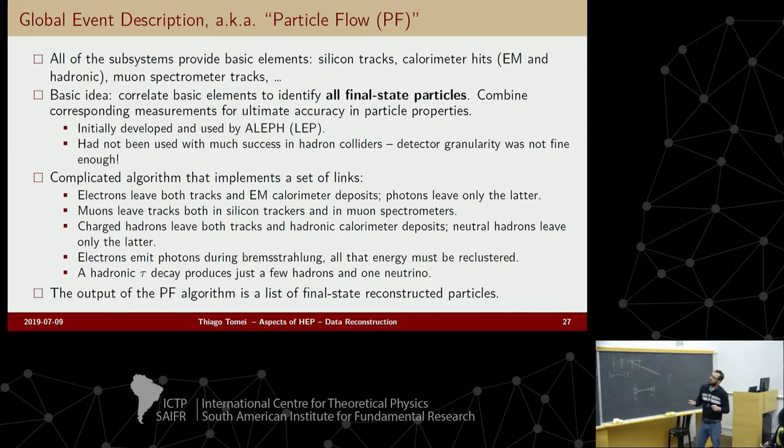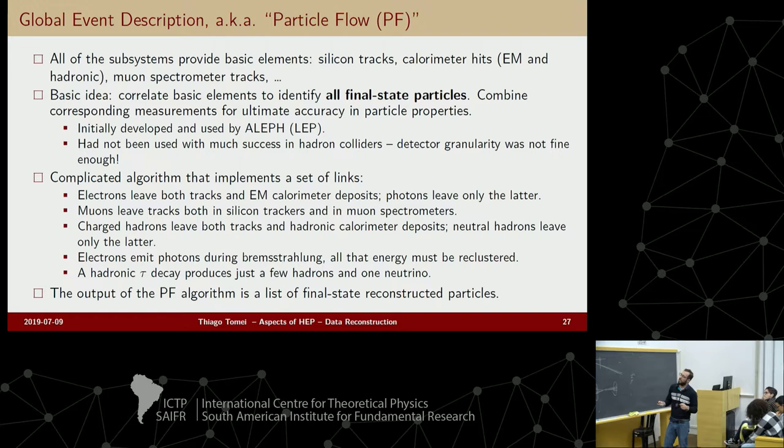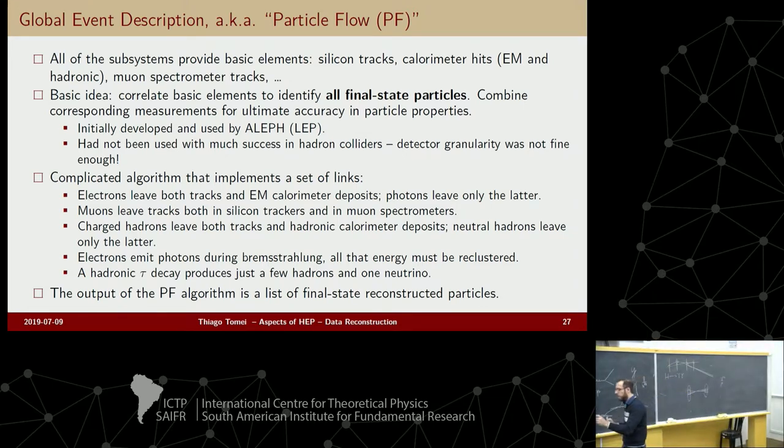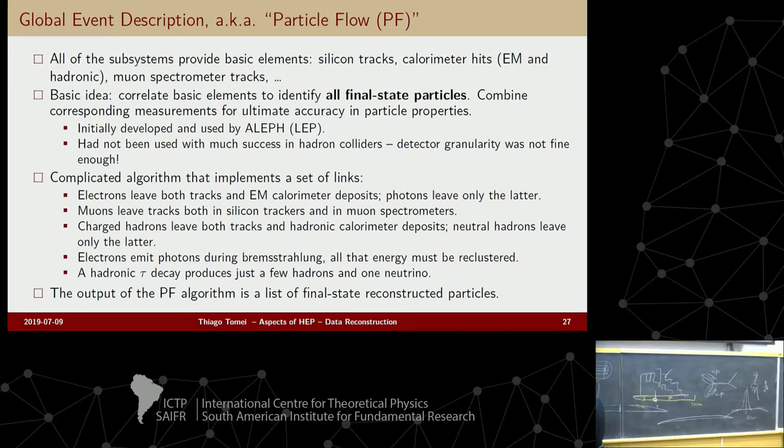So the main idea is that first you do the obvious thing: electrons leave tracks, because they're charged, and electromagnetic calorimeter deposits. Photons leave only the latter. Muons leave tracks in both systems. Now, charged hadrons, in general, leave tracks because they are charged, and hadronic calorimeter deposits, while neutral hadrons leave only the latter.